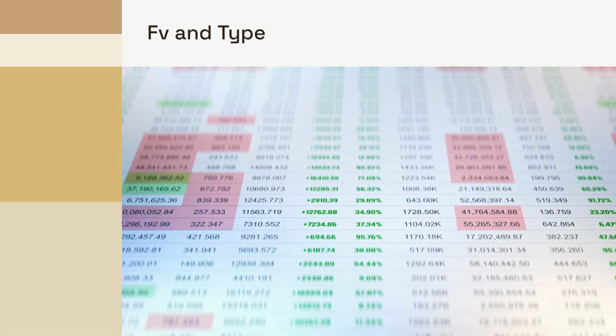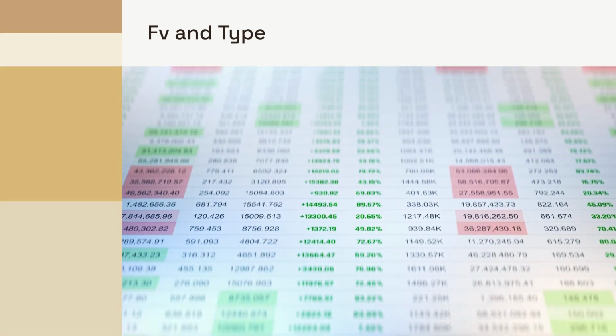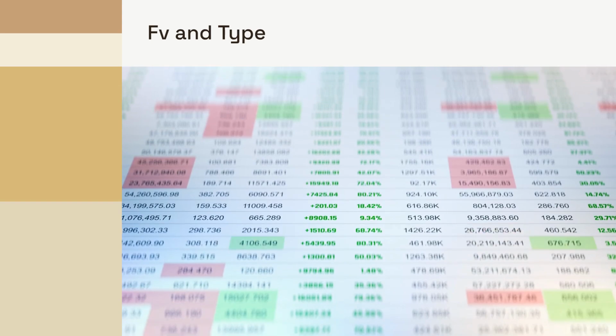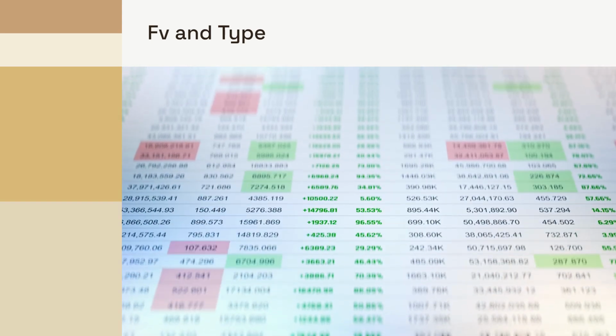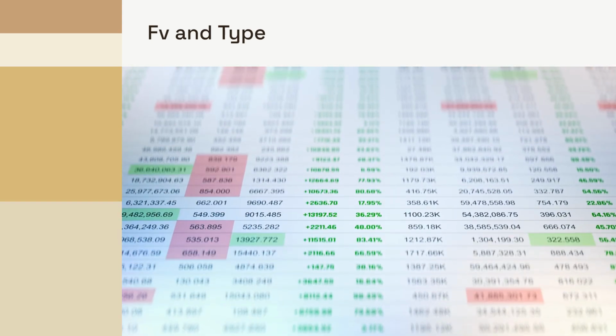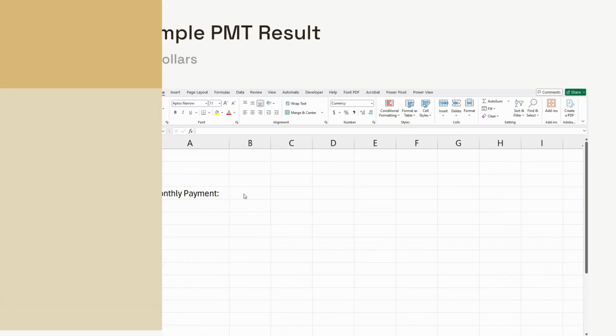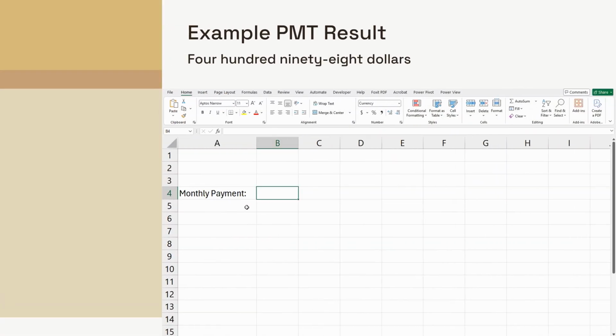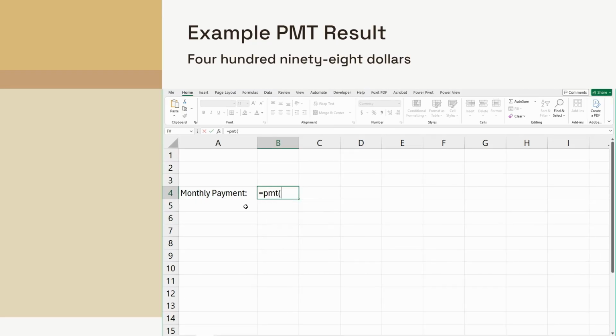The last 2 optional variables are FV, the future value, which is 0 since the loan will be paid off, and type, which is 0 for a standard loan where payments are due at the end of the period. Once you input these values into the PMT function, Excel calculates your monthly payment. For this example, the resulting monthly payment is $498.22.